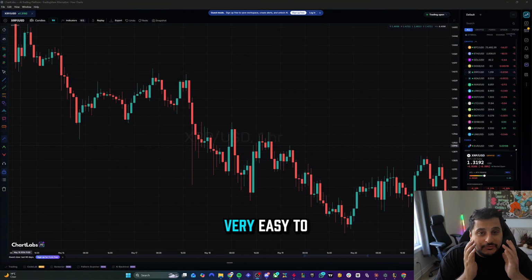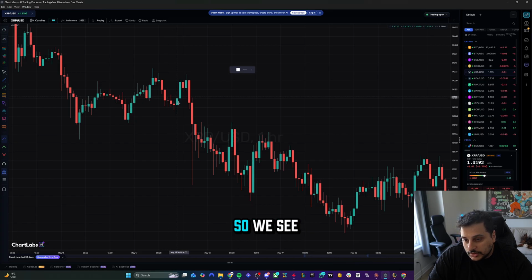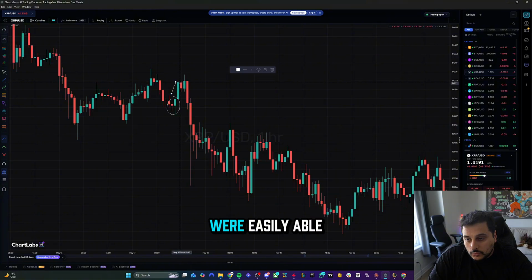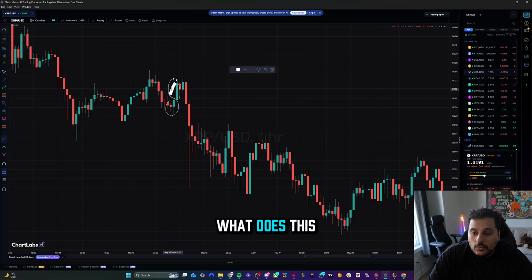So the inside bar is actually very easy to spot and actually one of the most common patterns that happens when you're trading. So here is an example on a live chart. So we see over here, the price started going up, right? The price started going up, boom, just like that. And then over here, we see that this candle was easily able to fit inside of this last candle over here. This candle can fit inside this candle. That's what you call an inside bar. What does this mean? It means that momentum is slowing down. It means that this is probably going to be the push. And then after this, there is a good chance the price falls back down.